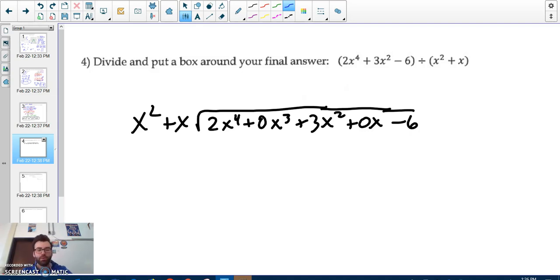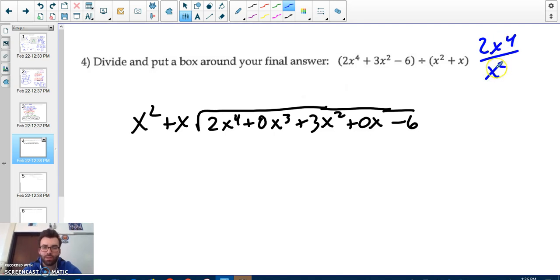All right, we're back. Here we go with number 4. Okay, so I need to find what I have to multiply to x squared to cancel out with 2x to the fourth. Sometimes it's hard for people to think about, so I like to do this. You kind of do this in your head.